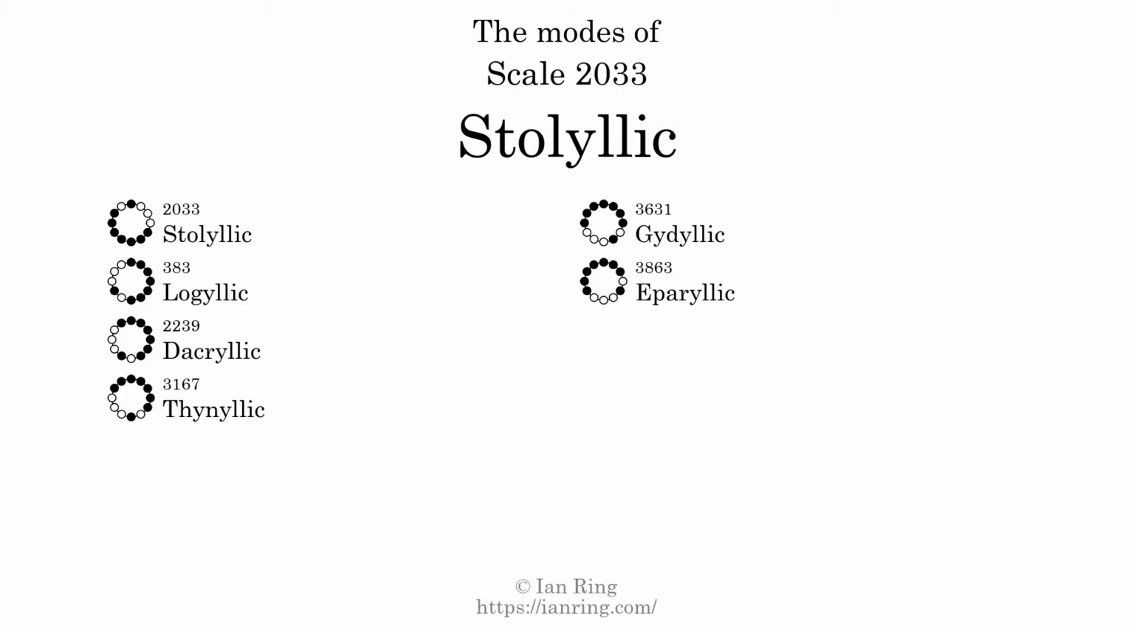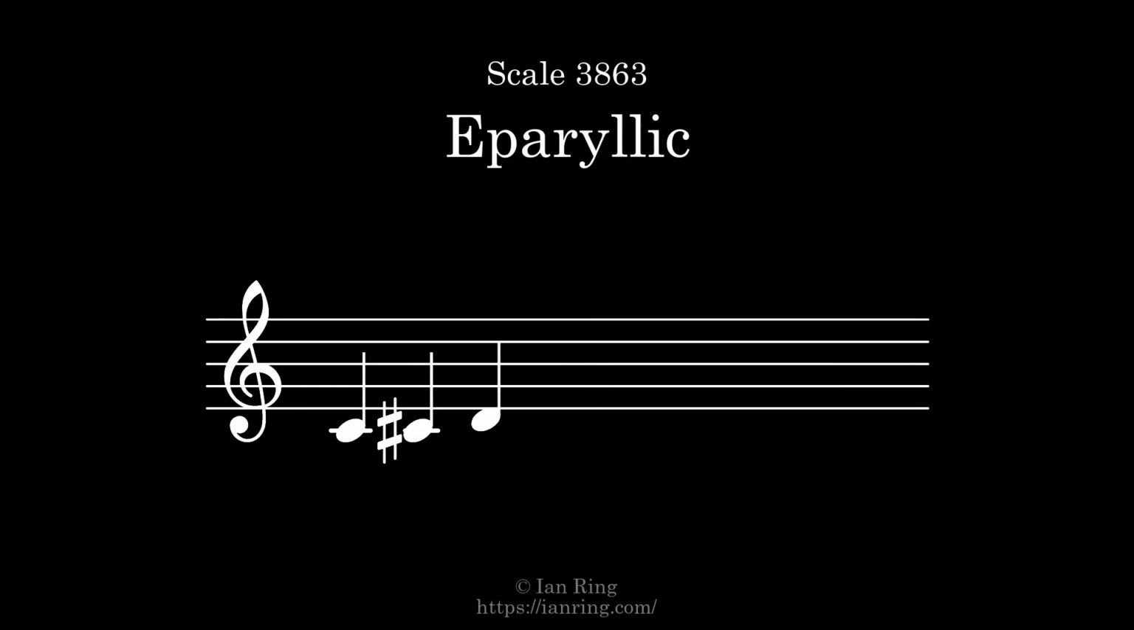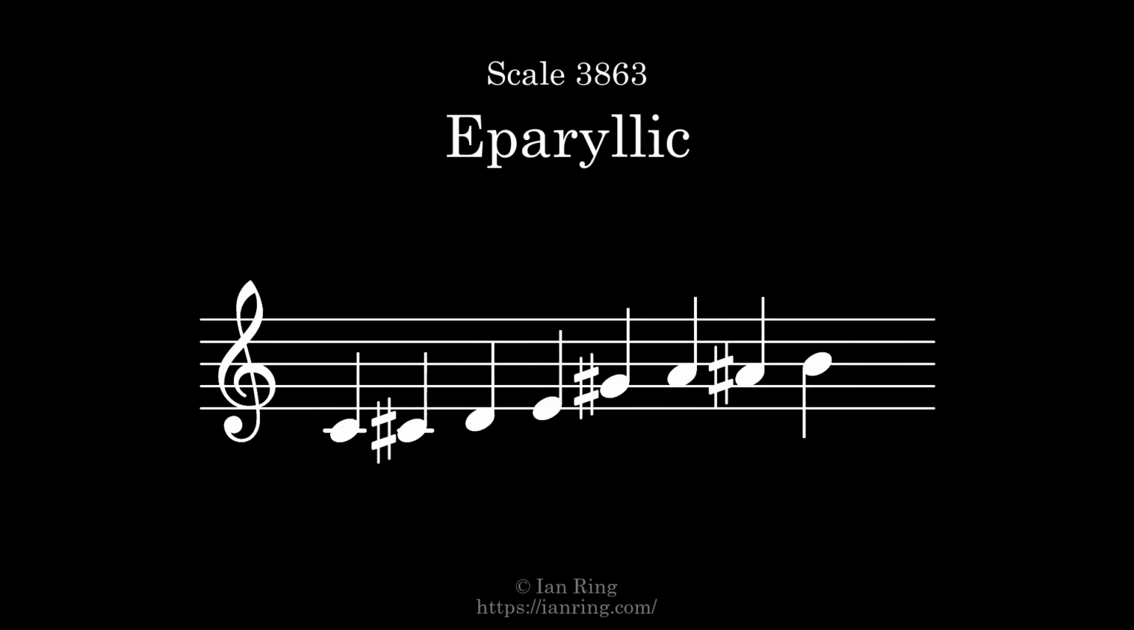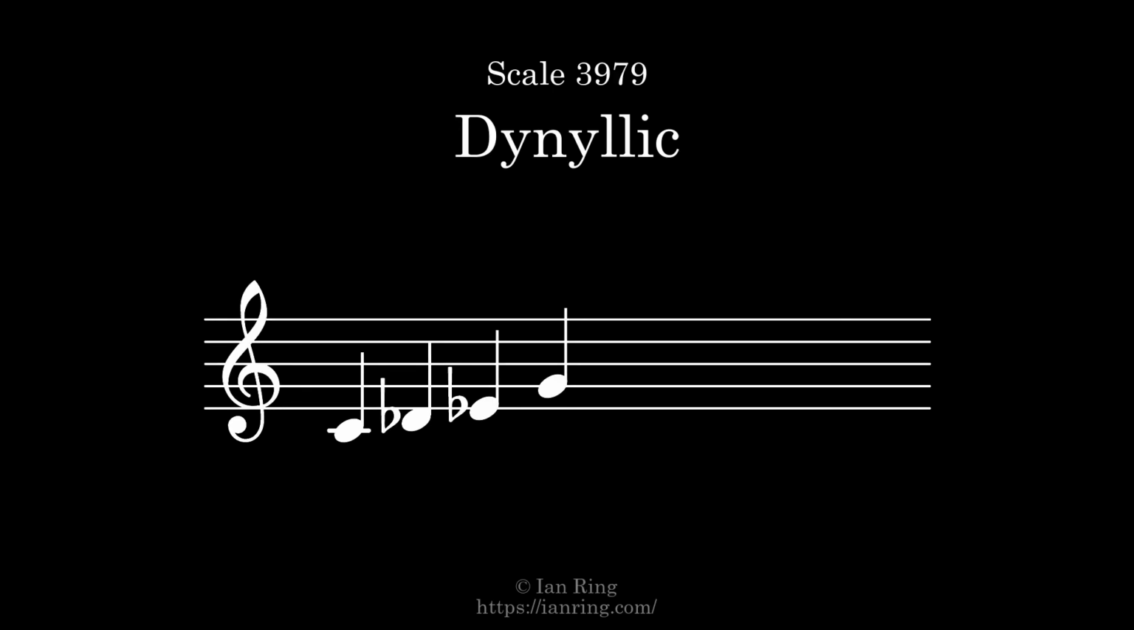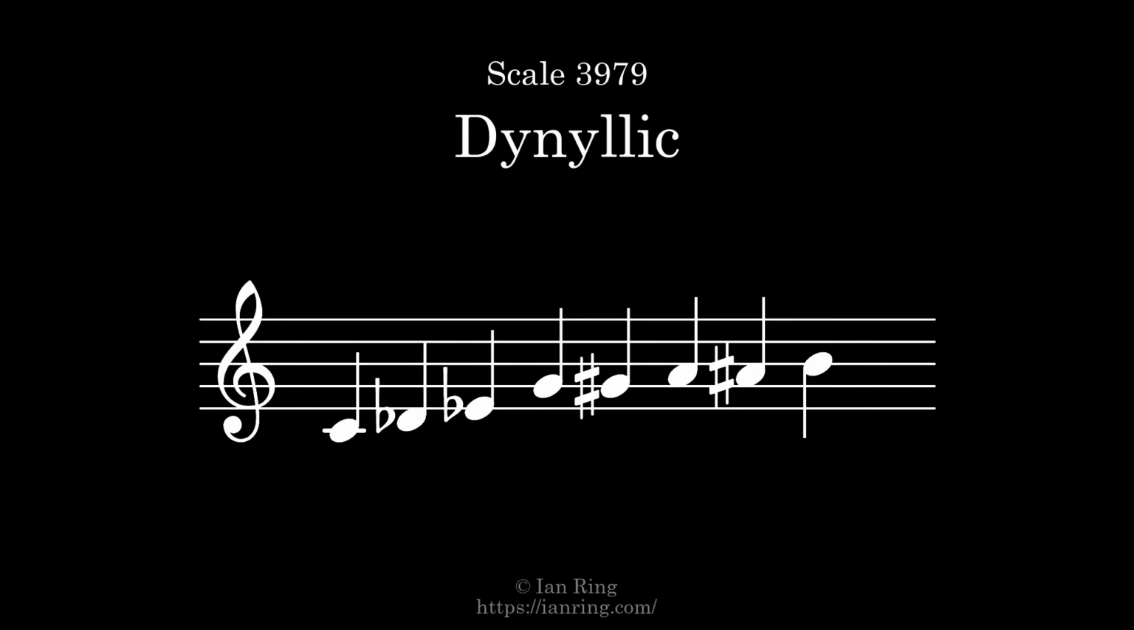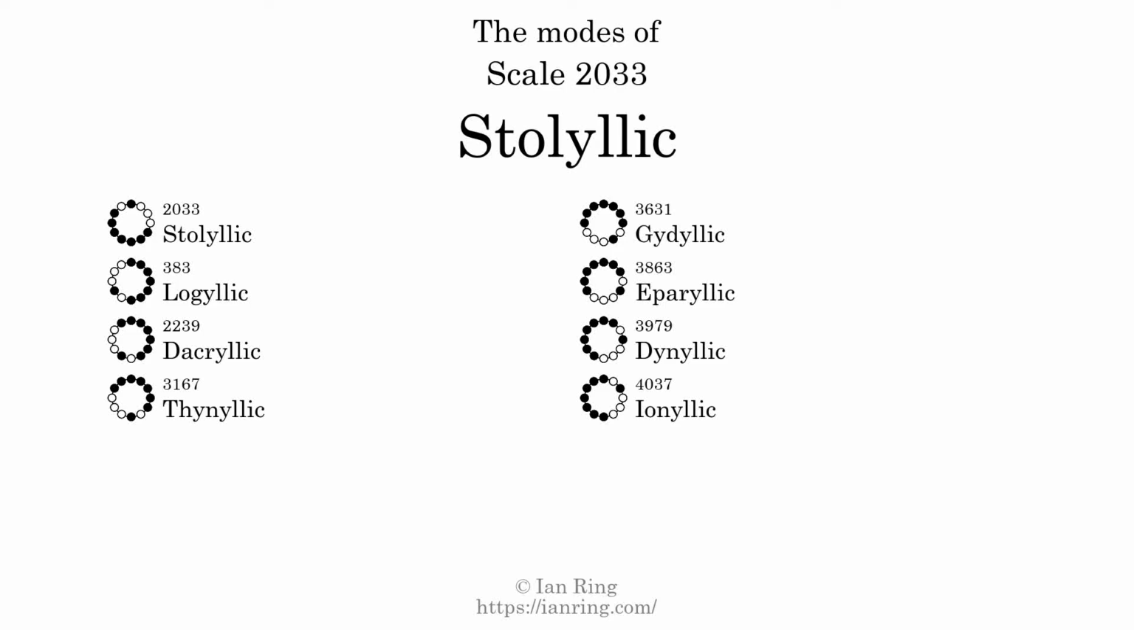The sixth mode is scale 3863, also known as epiryllic. It sounds like this. The seventh mode is scale 3979, also known as dinylic. It sounds like this. The eighth and last mode is scale 4037, also known as ionylic. It sounds like this.